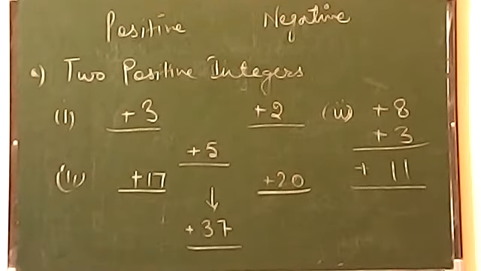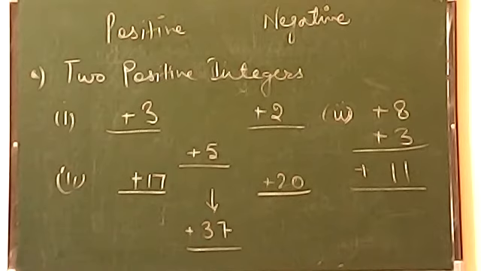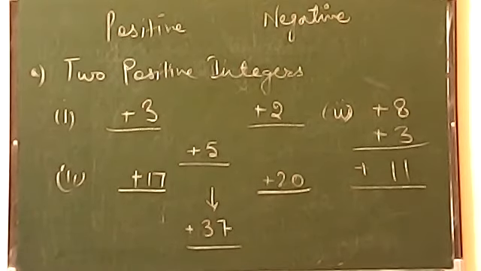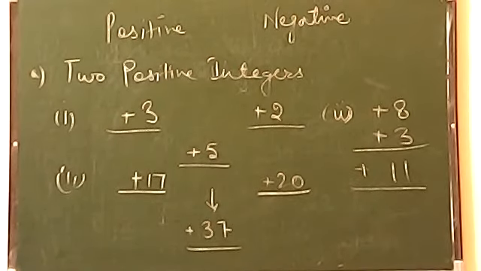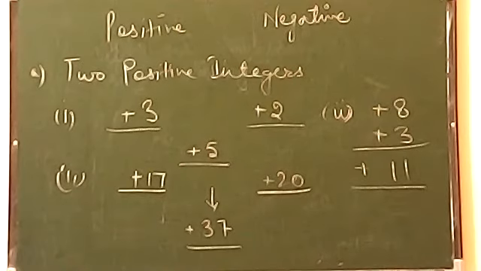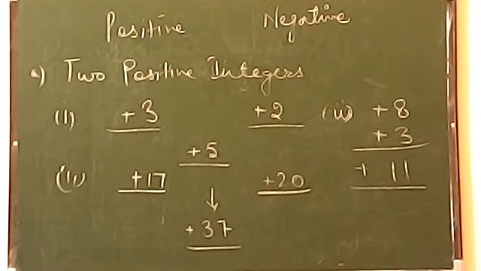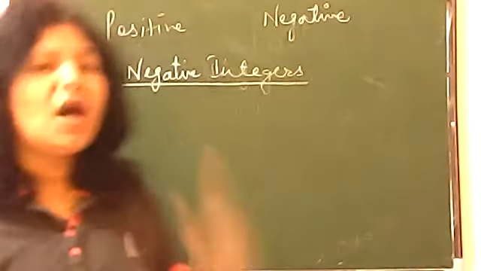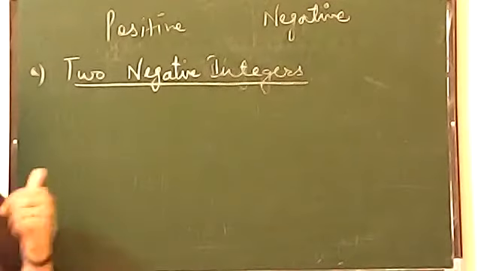So remember, when you have two positive integers, you should simply add them, and after adding, put the sign of positive. Either you put the sign of positive or you don't, both are fine, because writing the sign for positive is not compulsory, beta. So students, now two positive integers are done.